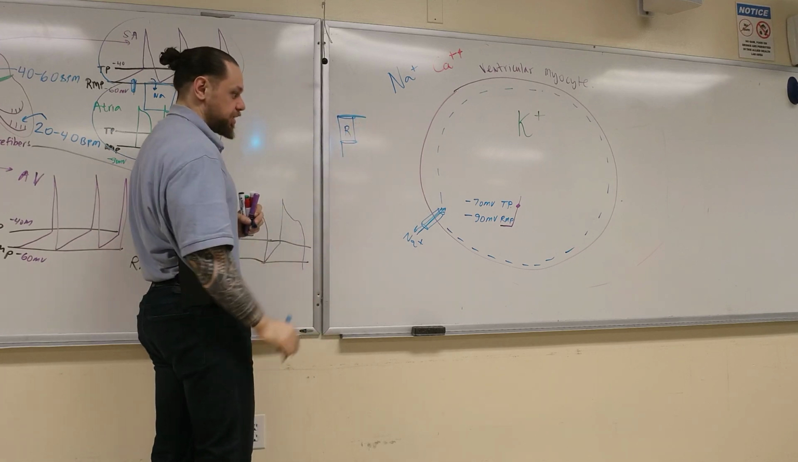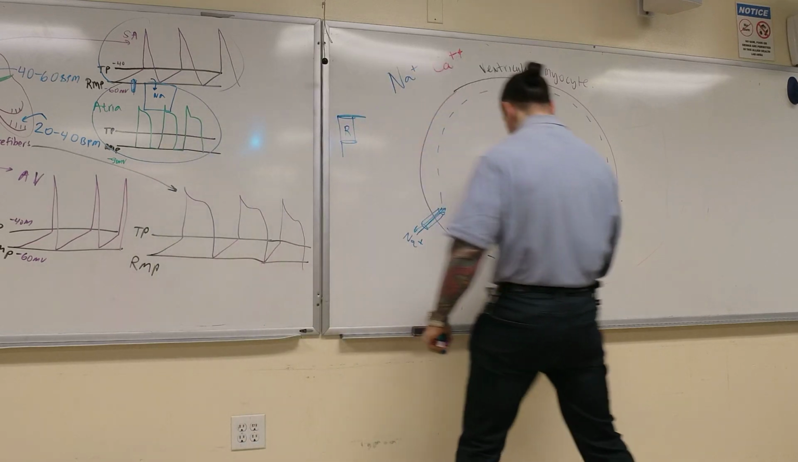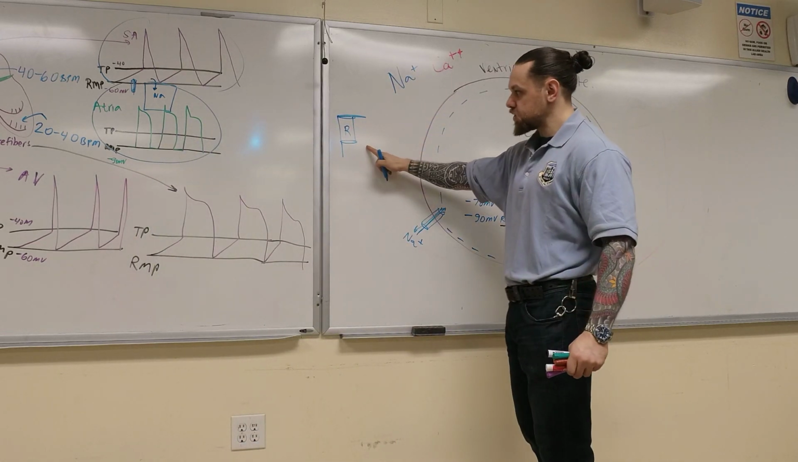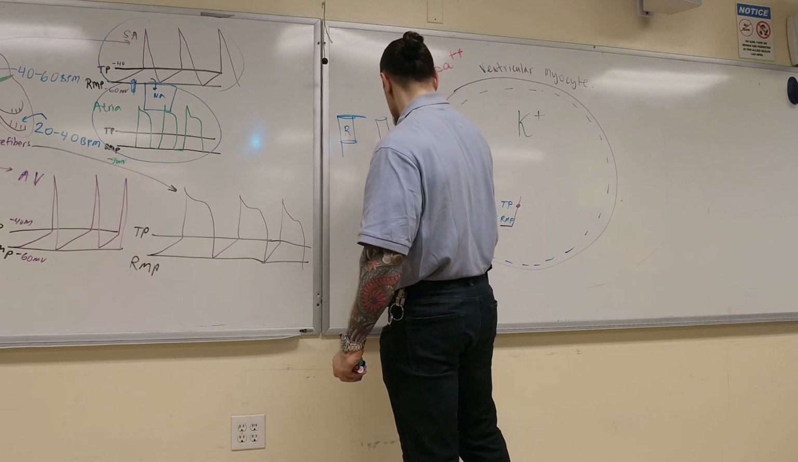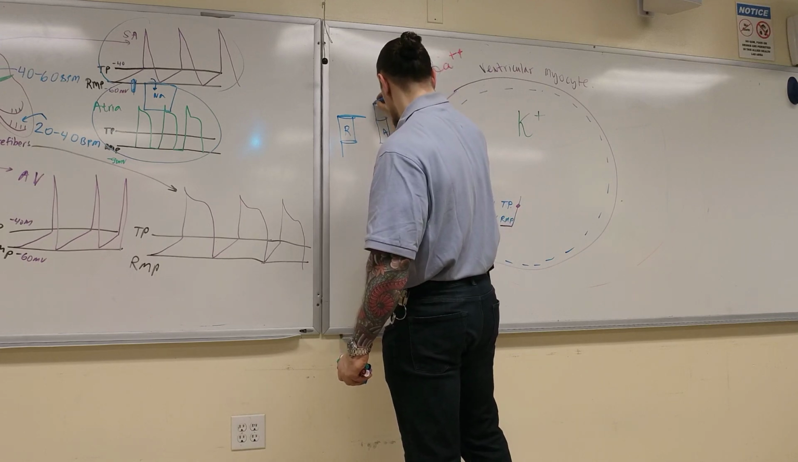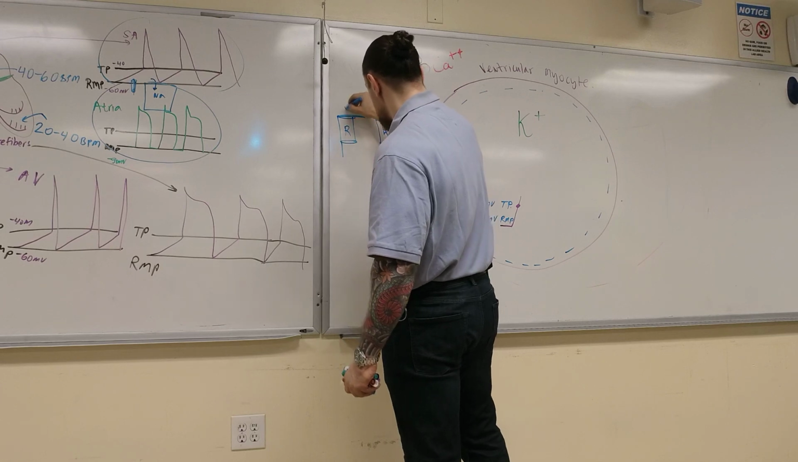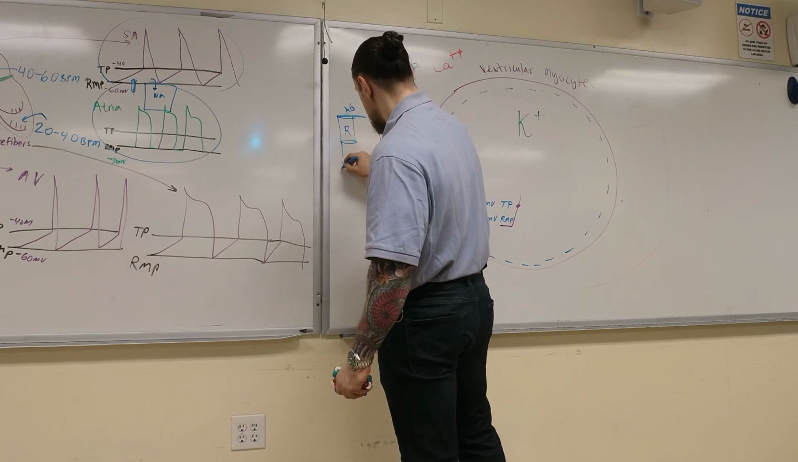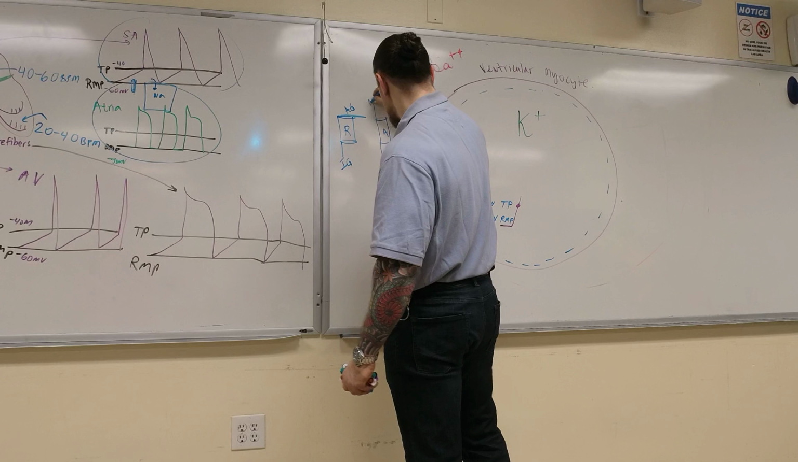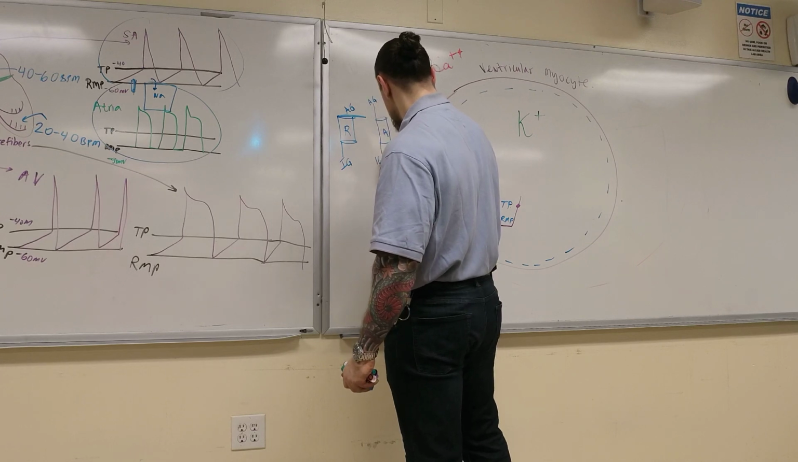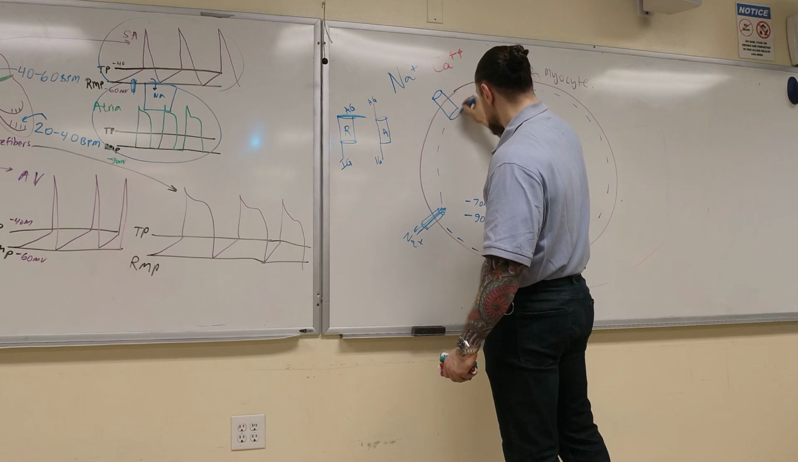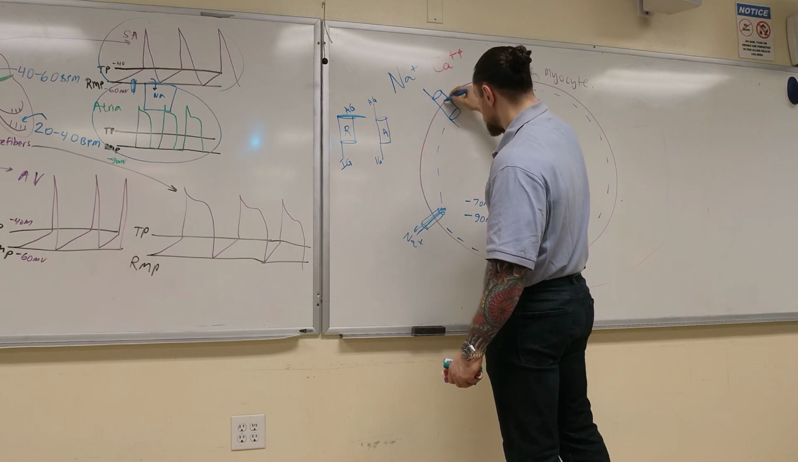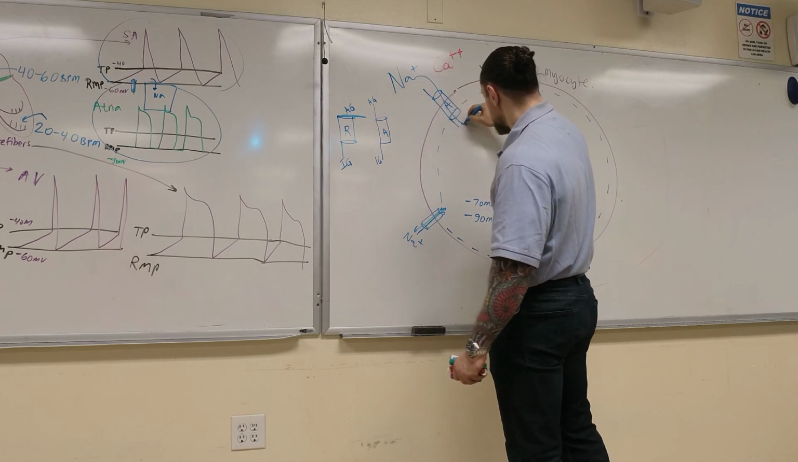The moment I hit threshold, what happens to this channel? The activation gate opens, and it becomes active. So this opens, this is open. This was an activation gate. Activation gate opens, this is an activation gate. So once the activation gate opens, this sodium channel is going to be in this configuration. We say it's active, and a lot of sodium is going to rush in.